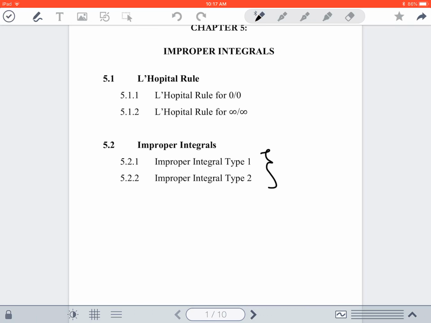But before we go further, there is a rule or theorem that is very useful for us to apply when we want to solve improper integrals problems. It is called the L'Hopital rule. Okay, this is not hospital rule. This is L'Hopital rule. Someone's name is L'Hopital. Nothing to do with hospital. There are many cases for the L'Hopital rule, but we just focus on two kinds of situation: 0 over 0 and infinity over infinity.